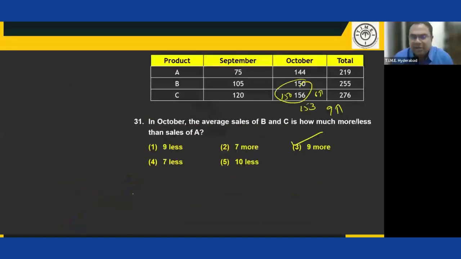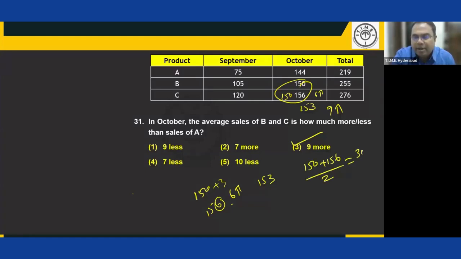Someone asked me this one: how much more? He's asking for the average of B and C. I told you 150 and 156. You take 150 and 6 more, distribute the 6 equally, it will get 3, so 153. Or (150 plus 156) by 2, 306 by 2, it is 153. So it is 144, and 153 is how much more? It has to be 9 more.